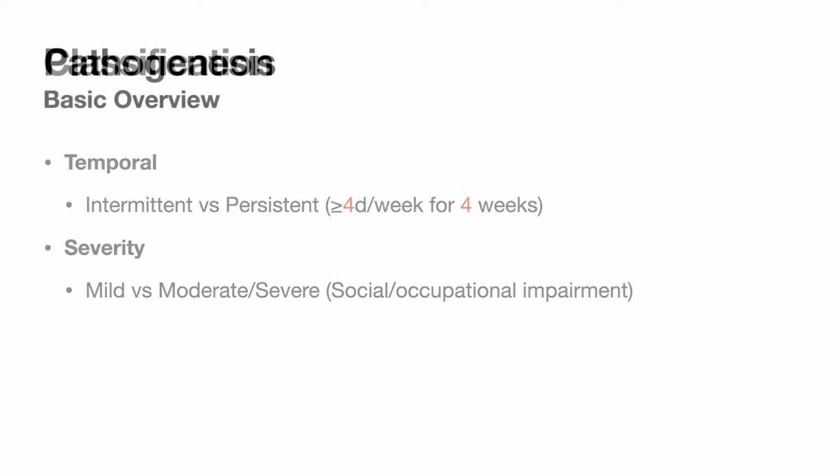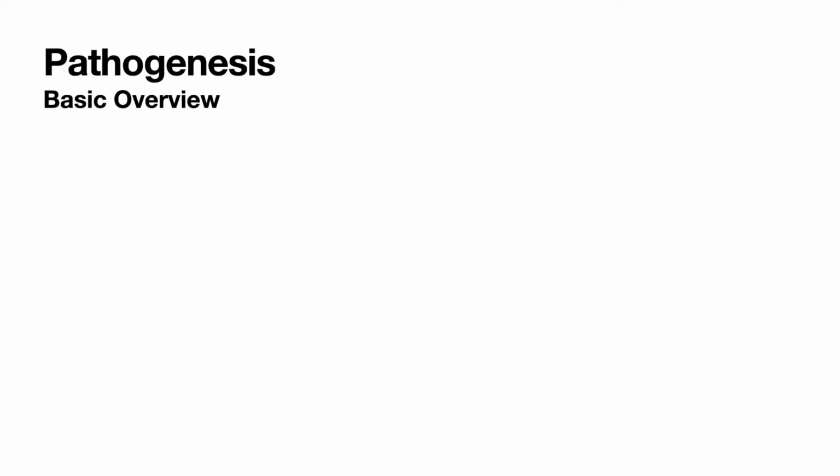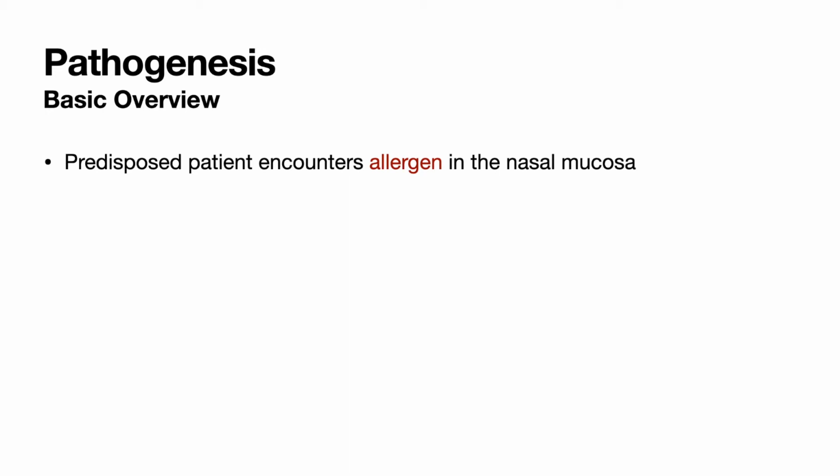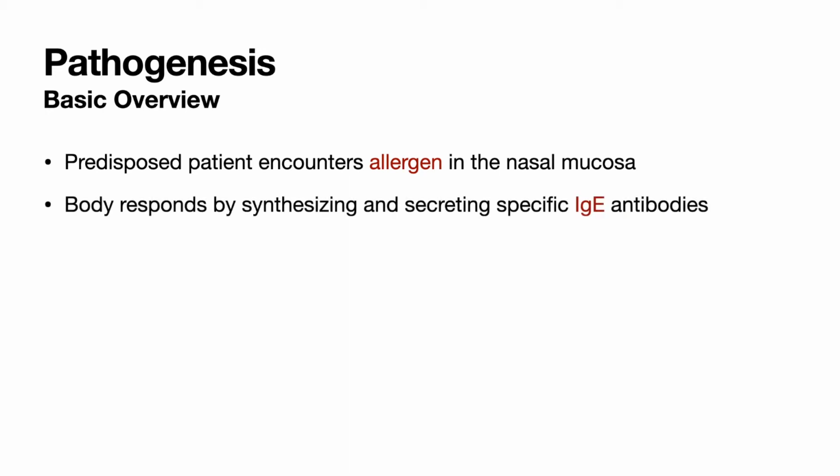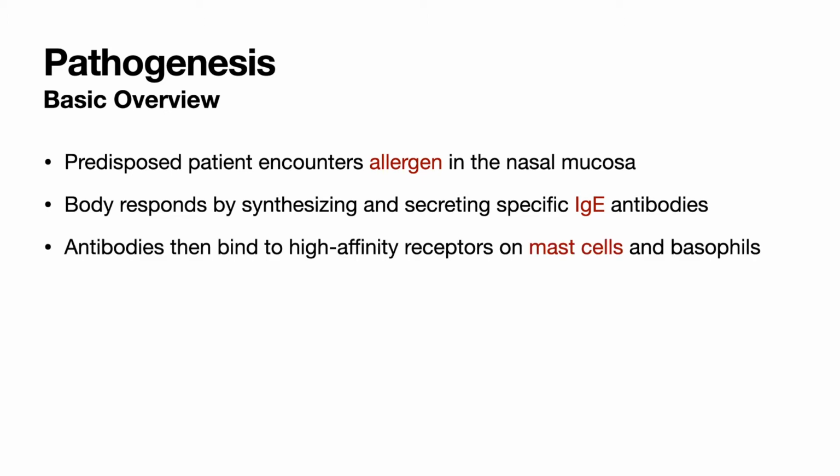occupational impairment. It is important to understand some basic pathogenesis of allergic rhinitis to know how to best manage a patient with this disease, and we'll review this with 5 bullet points. First, the patient encounters an allergen in the nasal mucosa. The body responds by synthesizing and secreting specific Ig antibodies. These antibodies then bind to high-affinity receptors on mast cells and basophils.